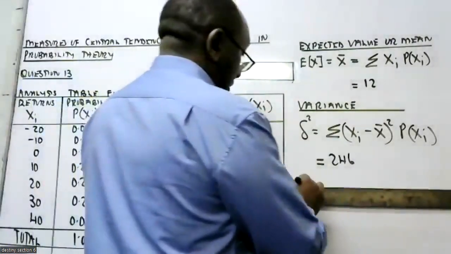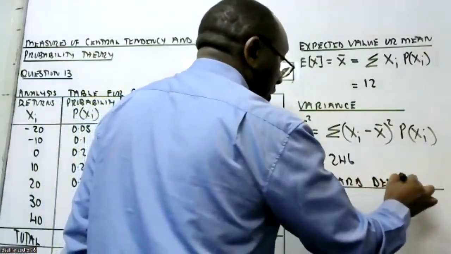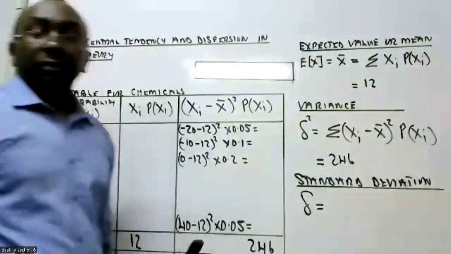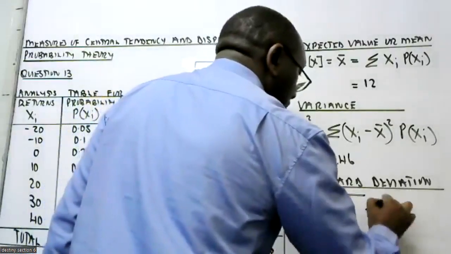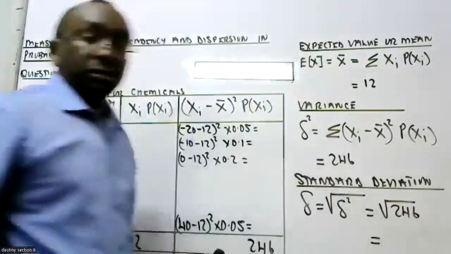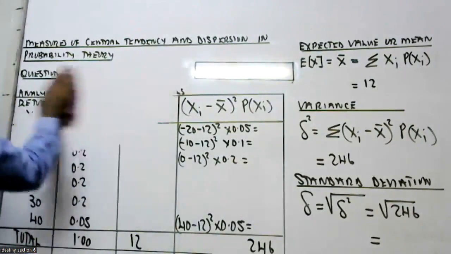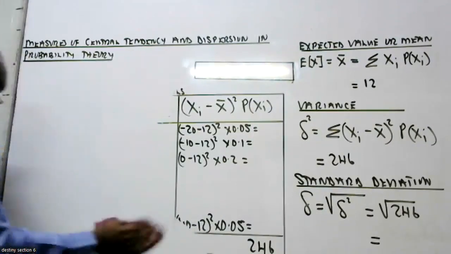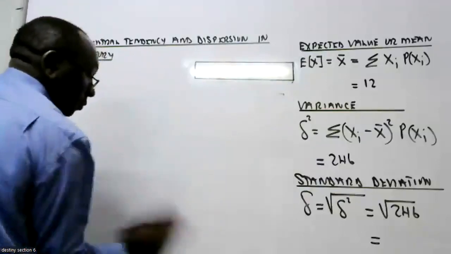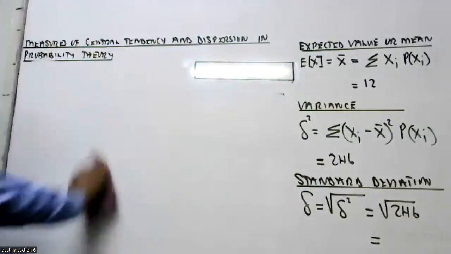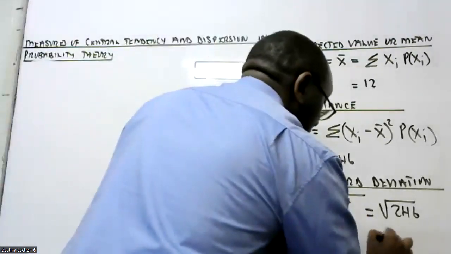Then standard deviation, sigma. You see now that one does not have the square, because it is the square root of variance. So you get the square root of 246, which is 15.68.